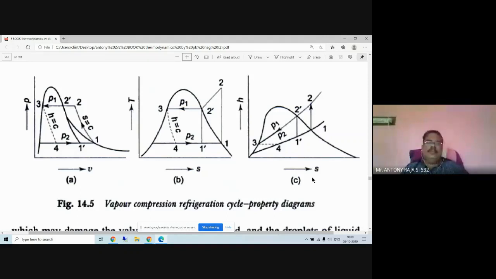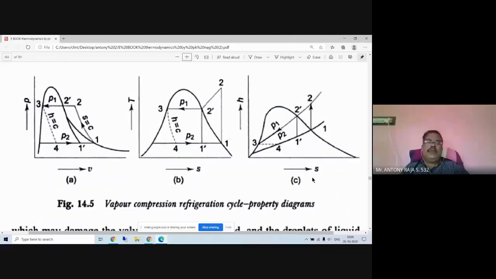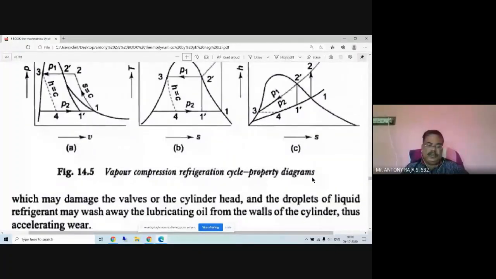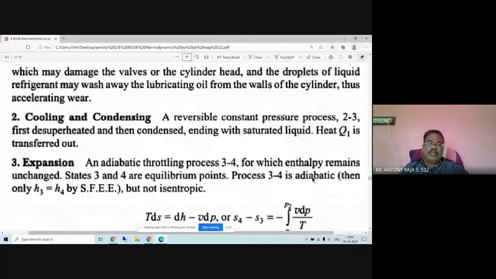You know the cyclic process. Here the liquid refrigerant is converted into vapor refrigerant, and then vapor refrigerant is converted into liquid refrigerant again. Therefore, it is called a cyclic process. Okay.